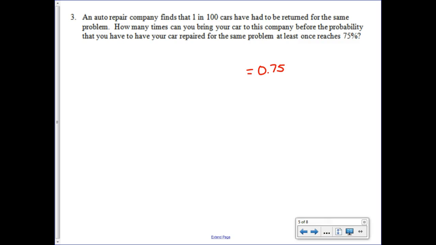And so we're going to approach this kind of like we did in our previous lesson, where we want the opposite here, because we know the probability that it's coming back for the same problem is 1 in 100. So how many times can we bring the car in before the probability that it's returned for the same problem reaches 75? So what about the probability that it's not the same? Well, that would be 99 in 100 times.